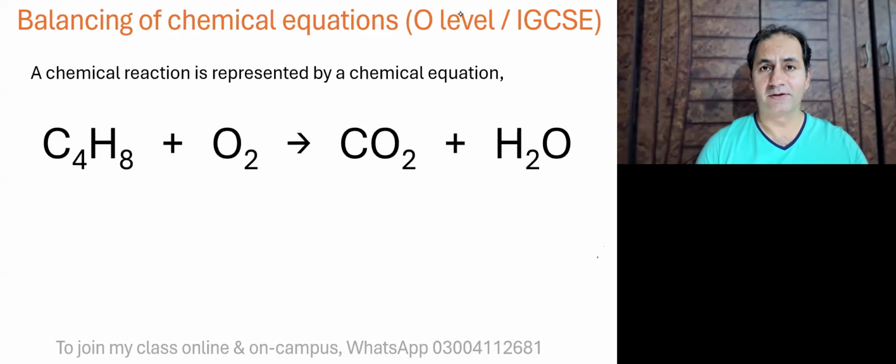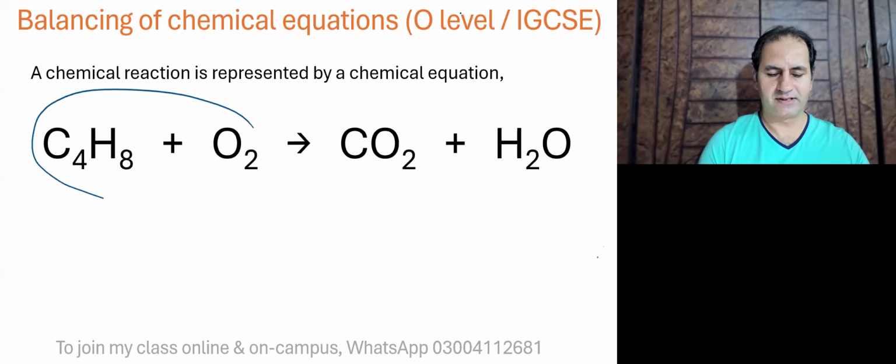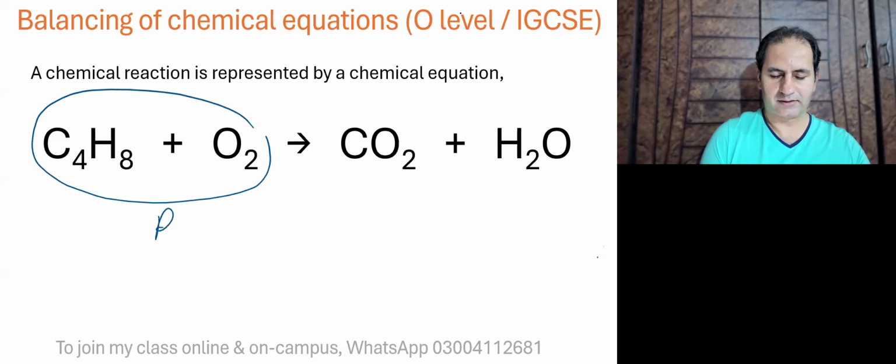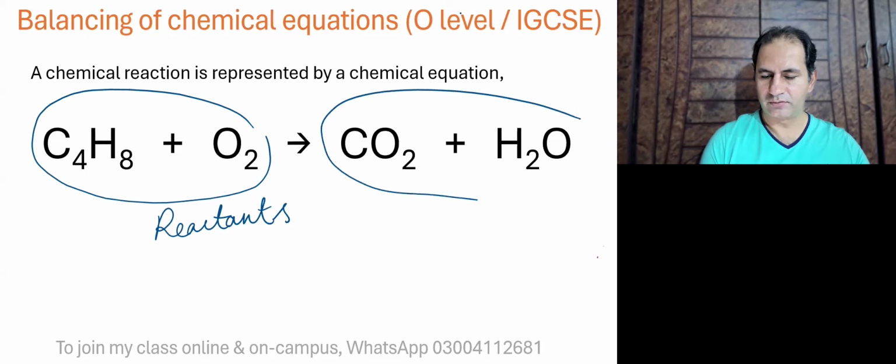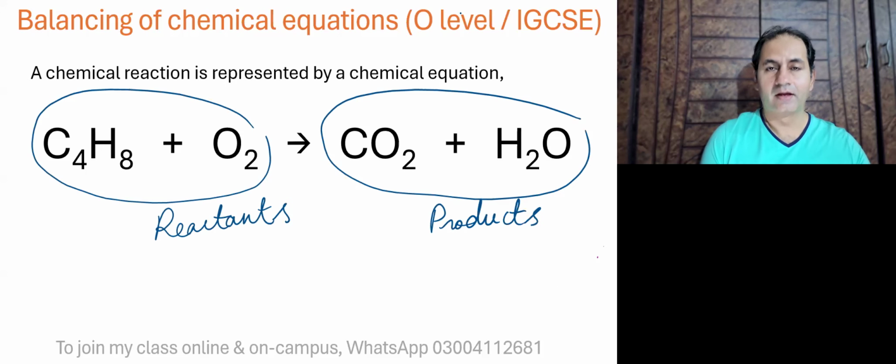You find it difficult to balance a chemical equation? This is for you. On the left-hand side, there are reactants. And on the right-hand side of the arrow, there are products. We need to write the correct formula of reactants and products.